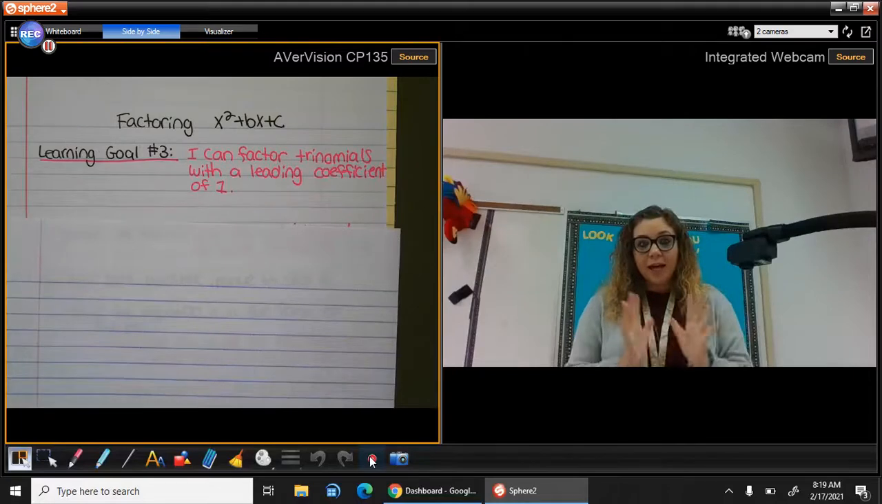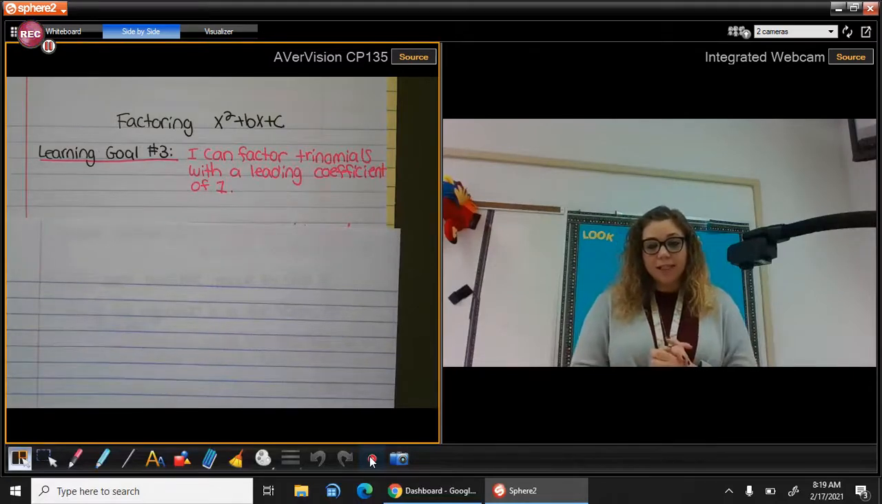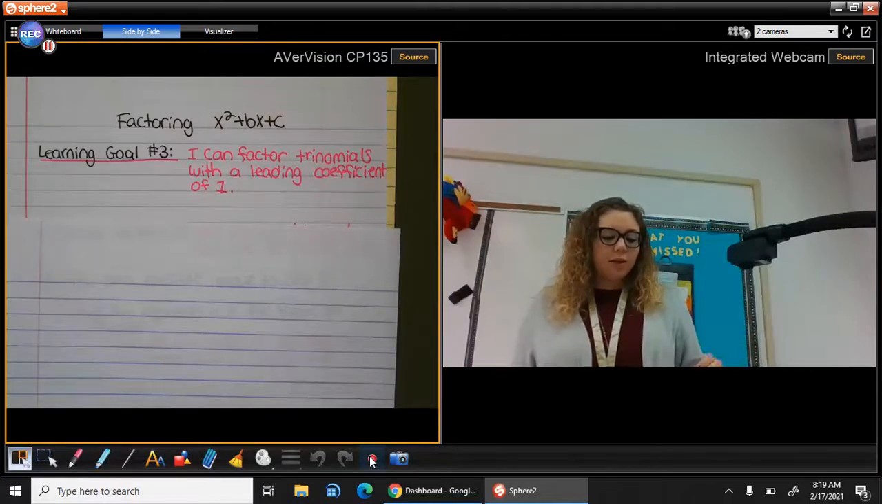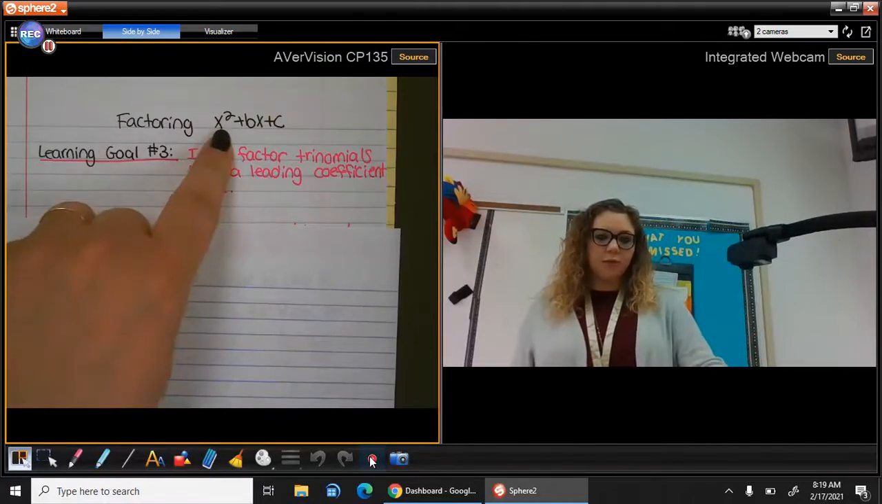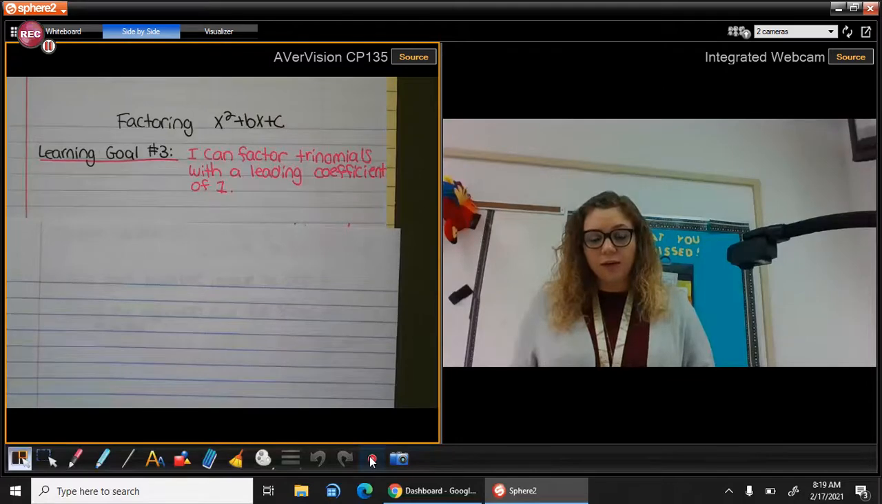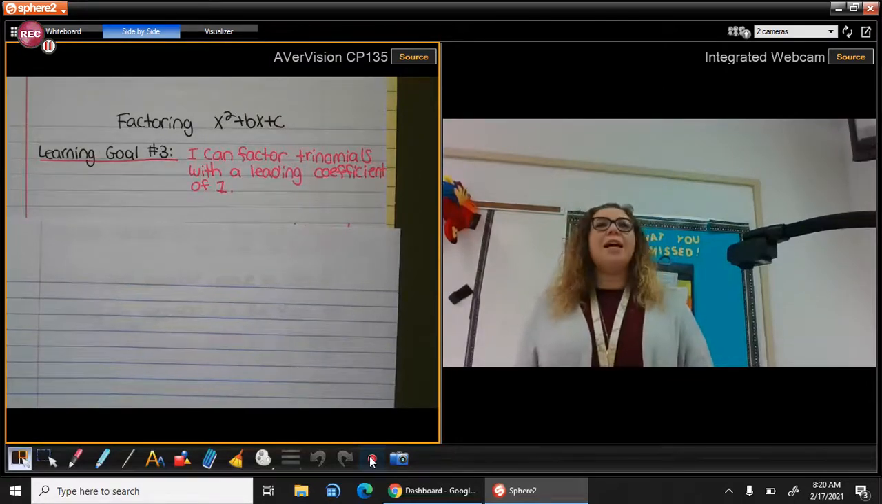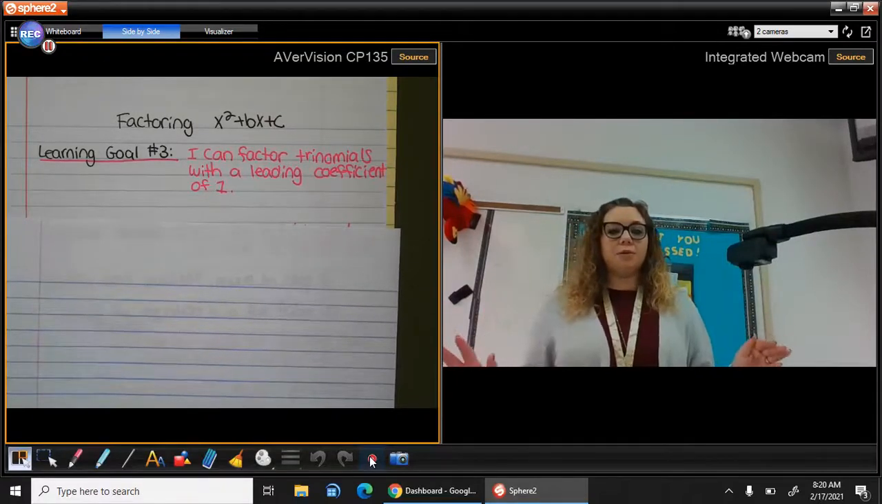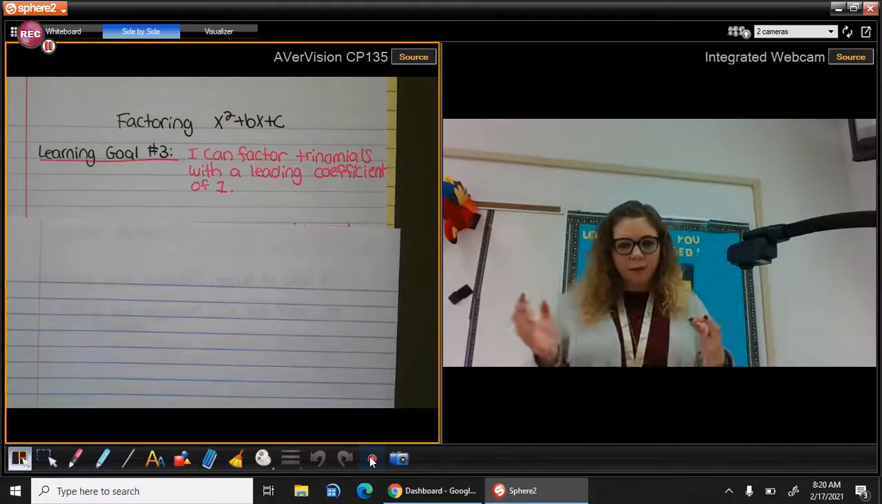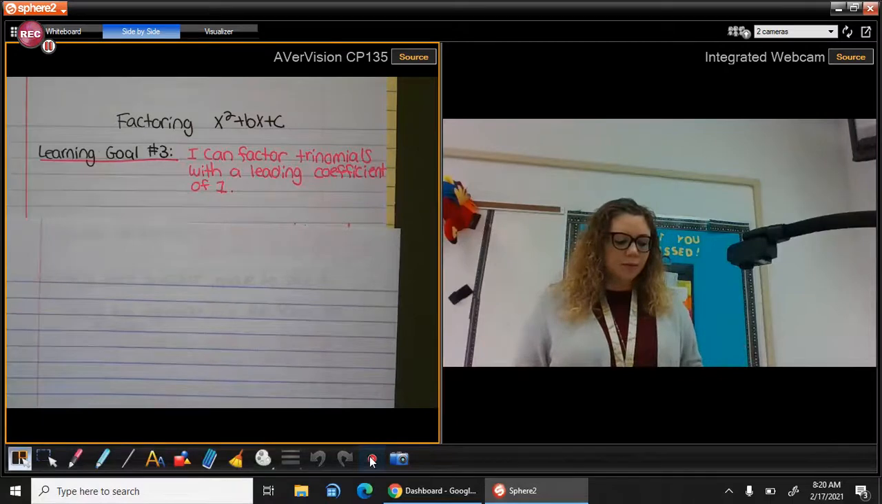So x squared plus bx plus c is what we're doing today. We're going to learn how to factor polynomials that are in this form. Learning goal number 3 is: I can factor trinomials with a leading coefficient of 1. This is my absolute favorite thing to do, and I want you to think of this as a puzzle. You are trying to solve a puzzle, and you just have to put all the puzzle pieces back together.